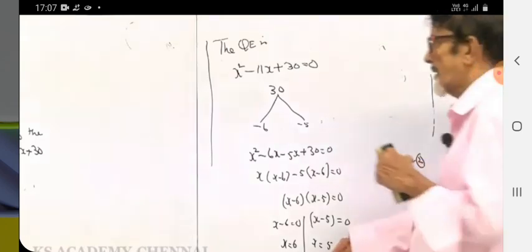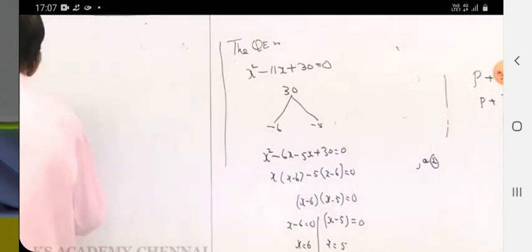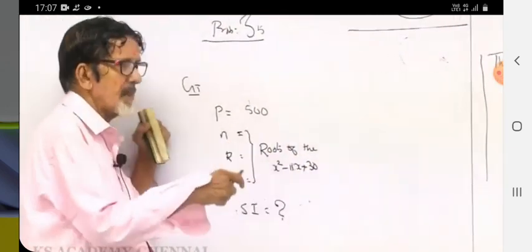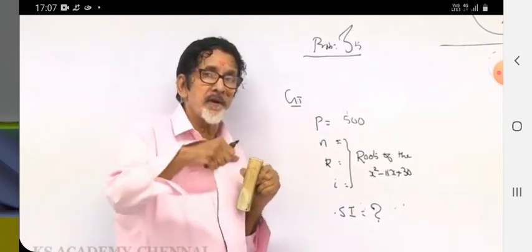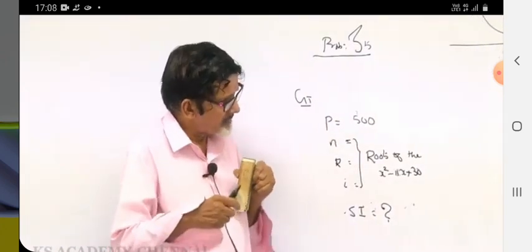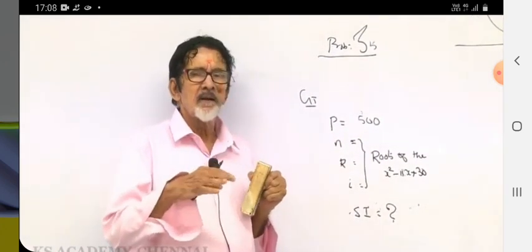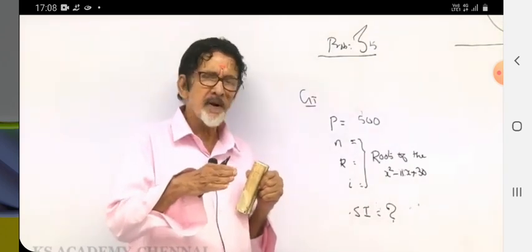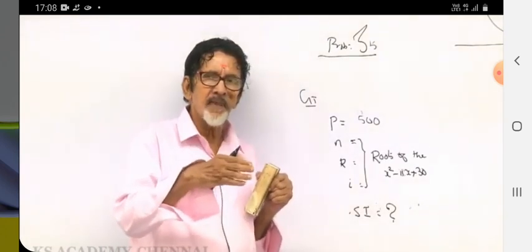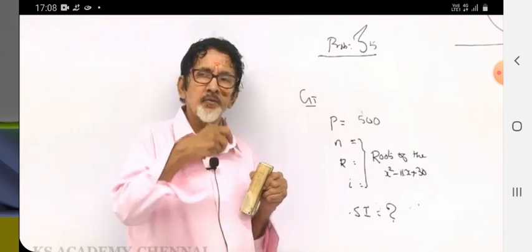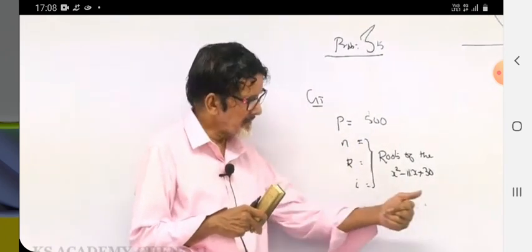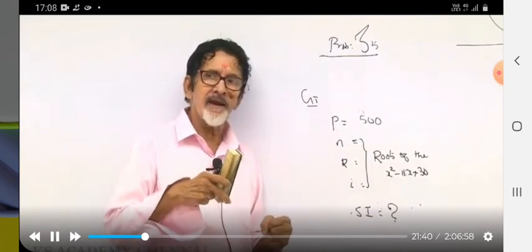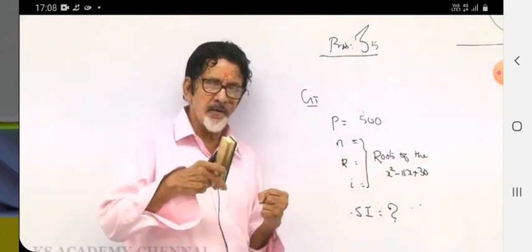Now, n is equal to 6. N value 6, R is equal to 5. One student can ask, why are you taking n as 6? Why can't you take n as 5? They didn't say. Roots represent the number of years and rate of interest. Two roots we have, so you can assume 6 represents n, 5 represents r. No, I am not inclined to your assumption.